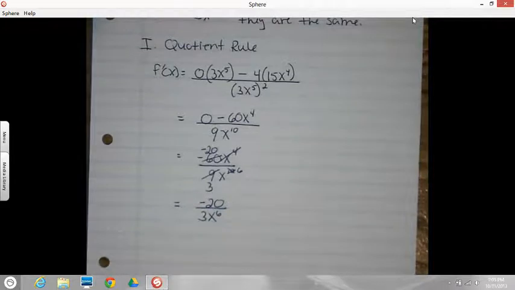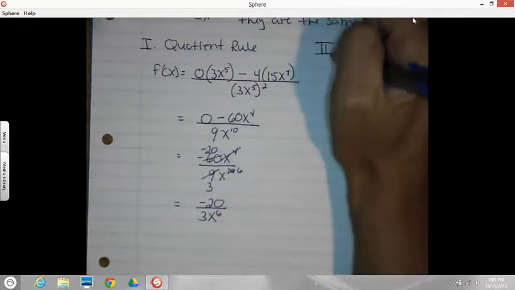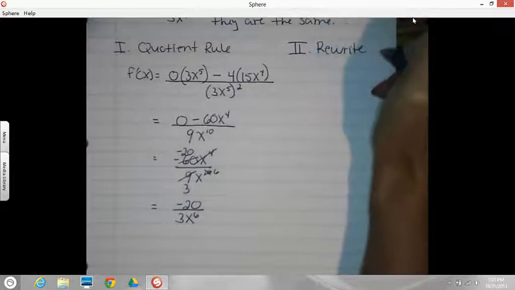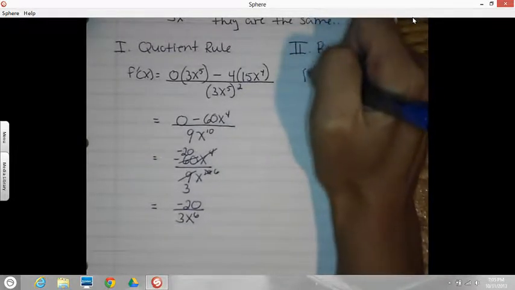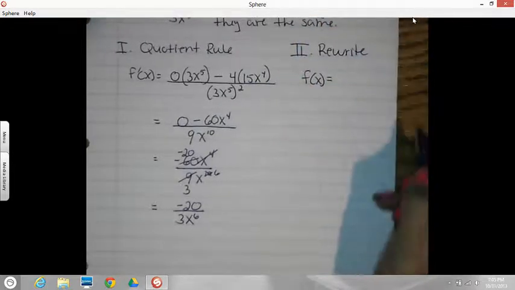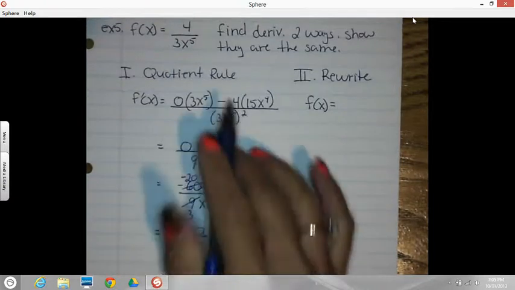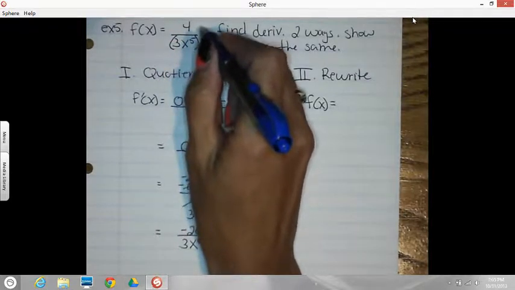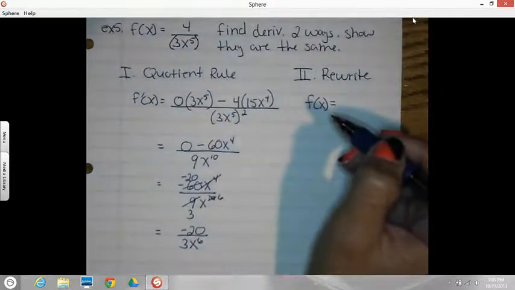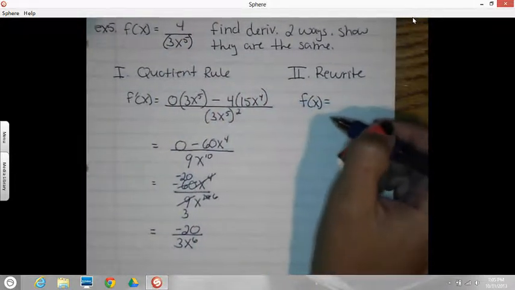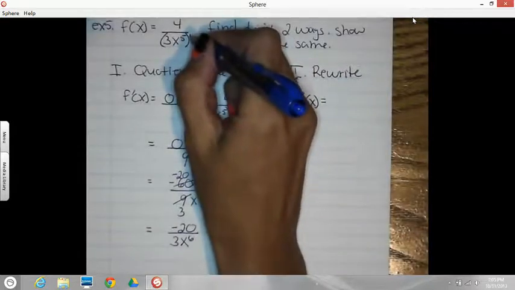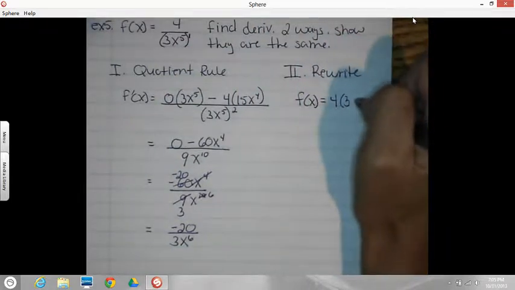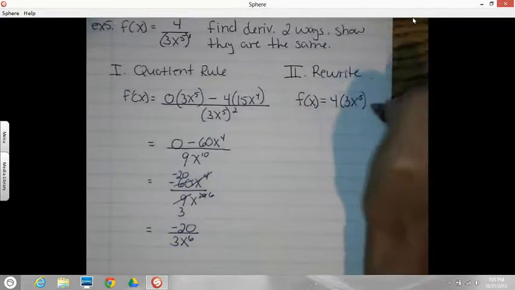Quotient rule. The other way is to rewrite it as not a quotient. So we're going to rewrite f of x. So this is not a derivative. Remember, I can just bring this quantity up, I can think of the whole thing, bring it up, or I could leave the 3 down there and just bring the x up. I think I'll do both ways, and you decide which way you like better. So right now, it's this quantity to the first. So when I bring that up, it's going to be the 4 still there, bringing up 3x to the fifth. That quantity is the negative first.